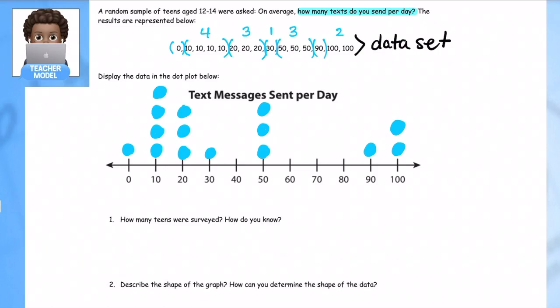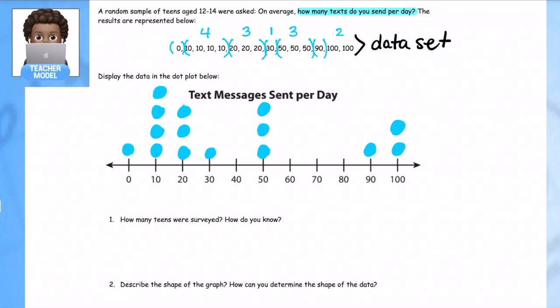Now I will say that it was easy for me to do this because my data was already organized. It was already ordered from least to greatest. That will not always happen. However, if you get really good at using spreadsheets, you can put things in order really easily. You can just set a button and it will order it for you. So I love spreadsheets. Here we go.